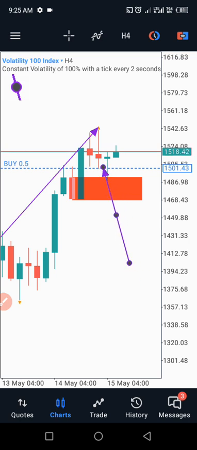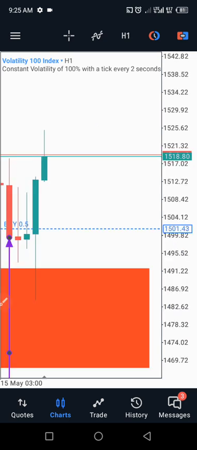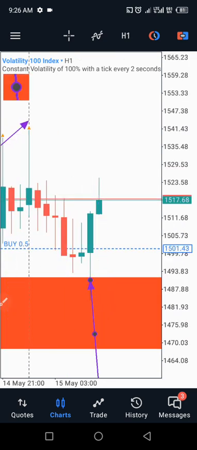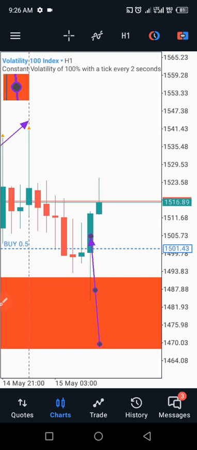Before price tapped for this buy, we can go to the 1 hour time frame to see things clearly. On the 1 hour time frame, you can see that this is where the rejection actually started from. This is where the rejection actually started from. But if you notice, this is a buy.